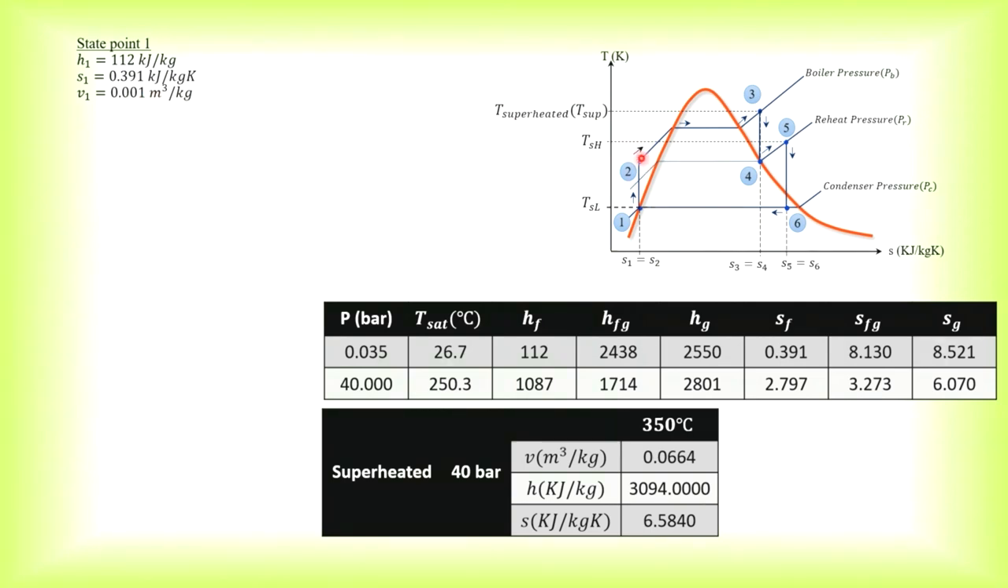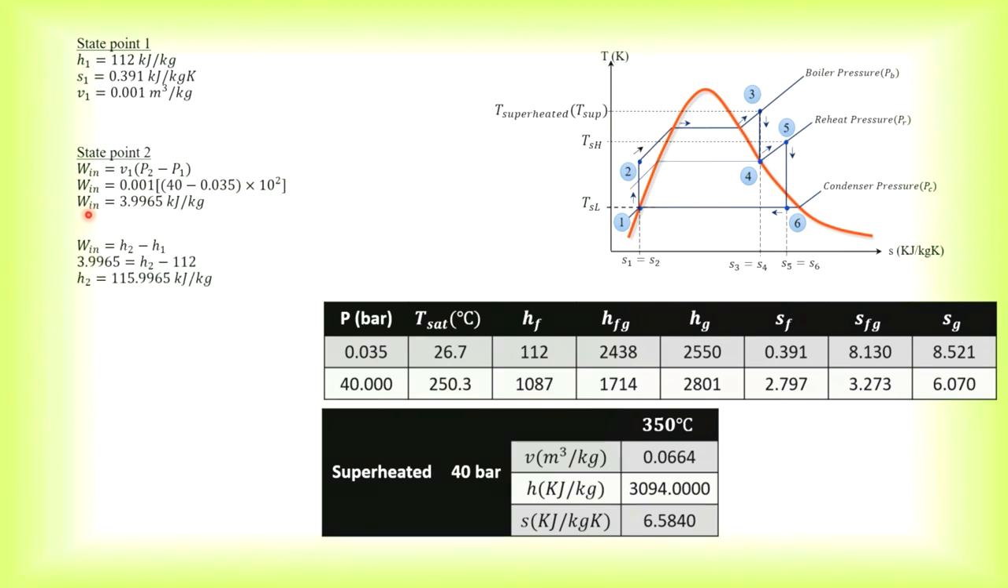0.001. Then, to calculate H2, you need to take H2 minus H1 equals VF multiplied by the difference in pressure, or you find out the work in based on this first. So the work in is equal to VF, that is 0.001, multiplied by the difference in pressure, P2 minus P1, multiplied by 10 to the power of 2. So the work in should be approximately 4 kilojoules per kg. Once you have got that, equate 4 kilojoules per kg, or 3.9965, to H2 minus H1, which is also the work input. So from that, you will be able to find out your H2. So you have got your H1 and H2 found.